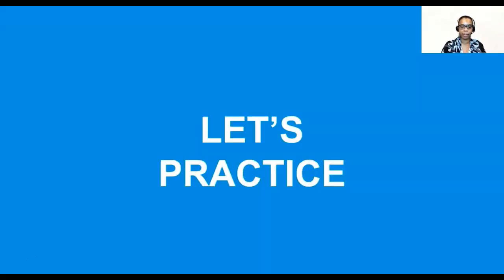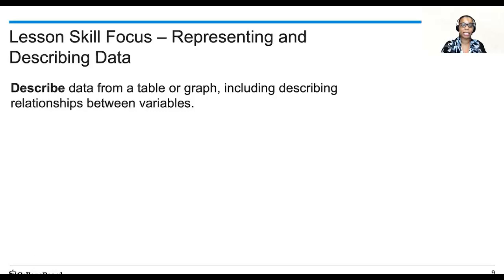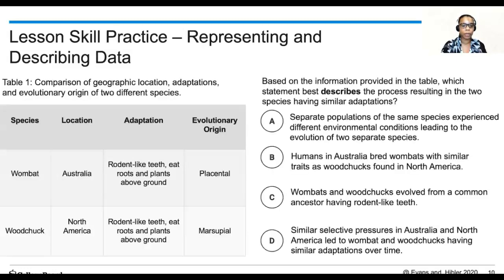Let's go ahead and practice. The lesson skill focus: representing and describing data. Describe data from a table or graph, including describing relationships between variables. So go ahead and pause your video here. Make sure you read the title for table 1 and read the information in the table, and then look at the question and select the best choice.